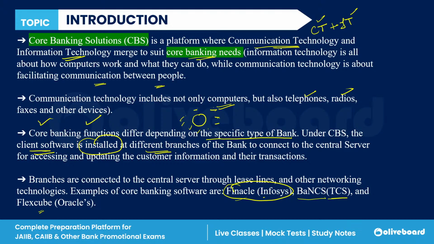Okay, done. So this is the core banking solution. Core banking functions always depend upon the specific type of bank. It has client software installed at different branches, which is connected to a main central server. Whenever a customer wants to update customer information, or there is any change in the customer's bank account, that update is directly done on the central server and reaches each and every branch.